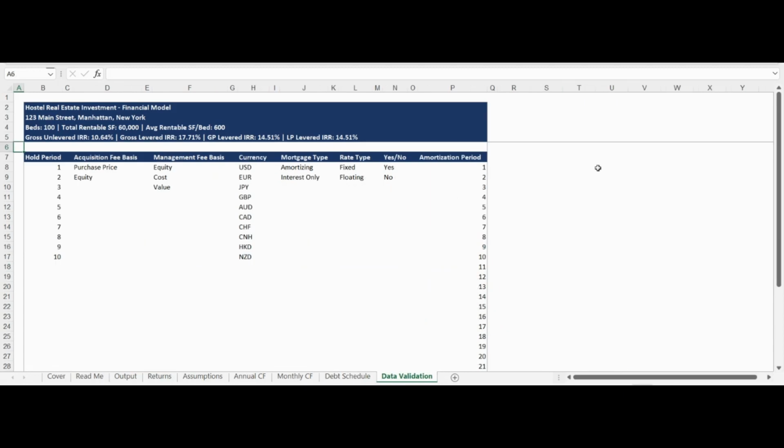The Data Validation tab contains all controlled lists within the model and can be customized to your specific use.